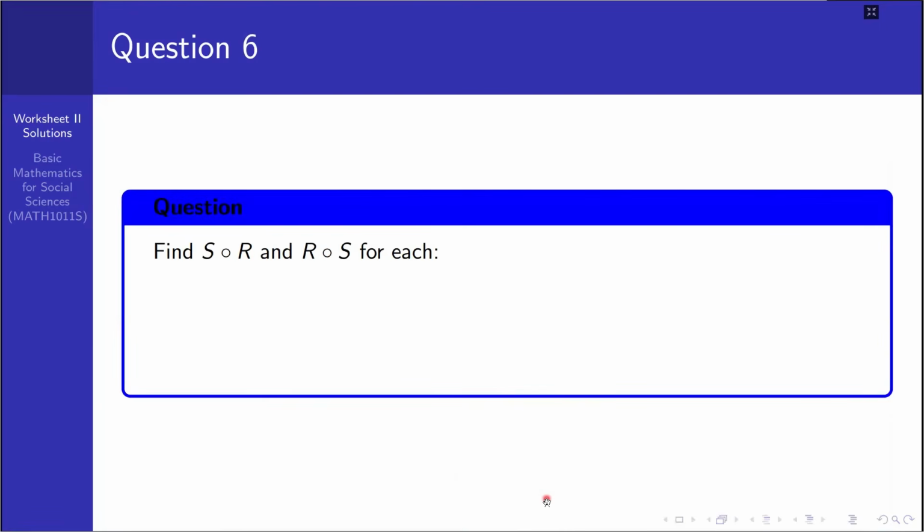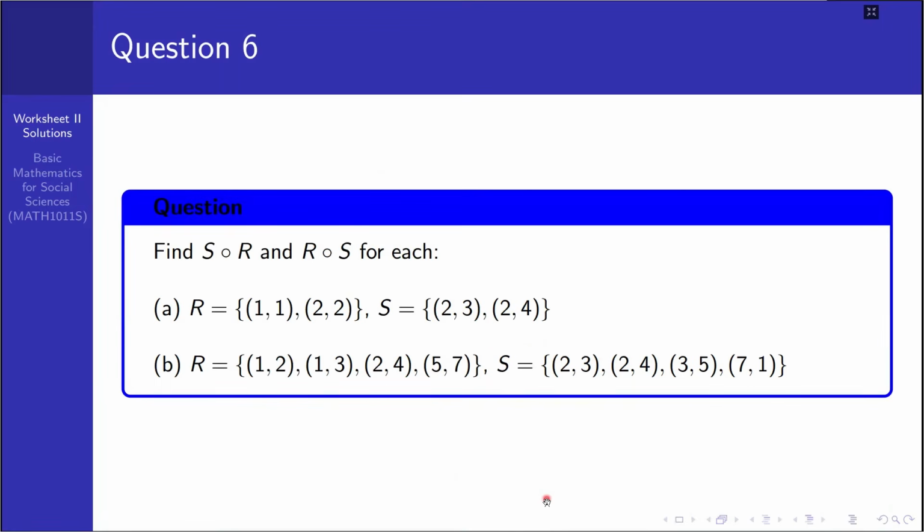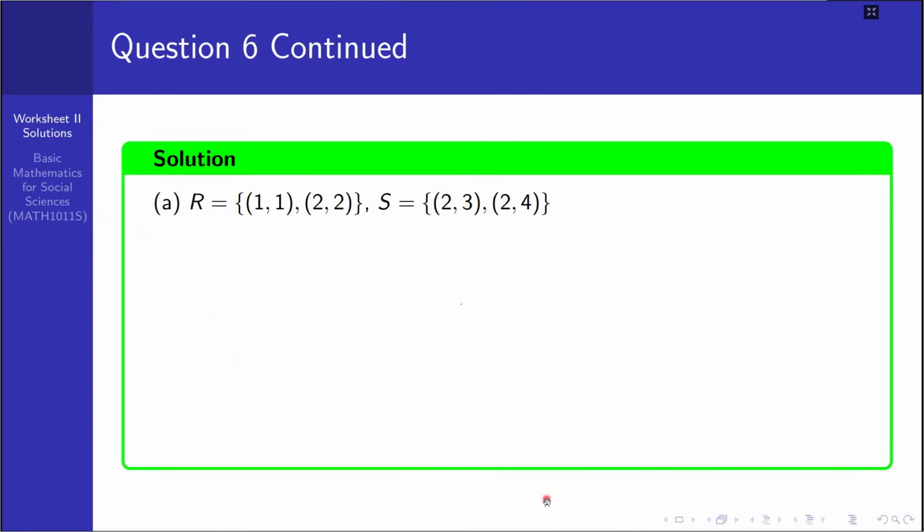Question number 6. I did the question on composition of functions. That means S composed of R and R composed of S. The first one, A, this one, R and S are given. B, this one. So these two questions ask what S composed of R and R composed of S look like and how they are found. From the beginning, we have R in this one containing two ordered pairs, and S also has two ordered pairs.